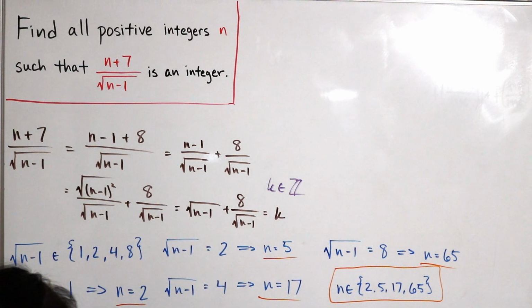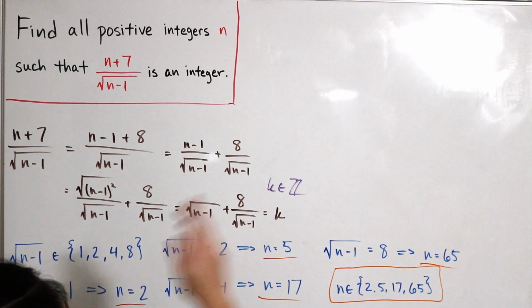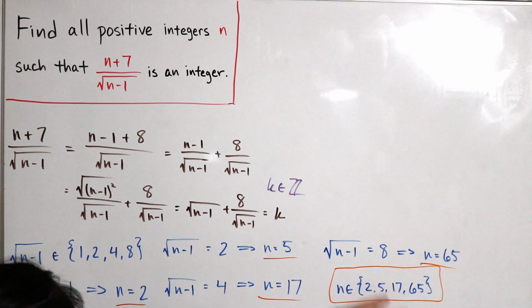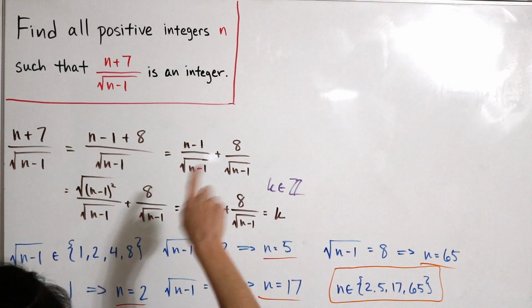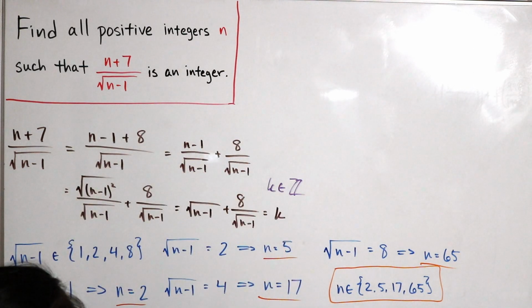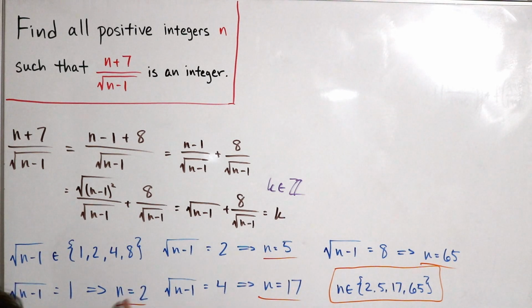Then 65 plus 7 is 72. 65 minus 1 is 64, the square root of that is 8. I should also mention that it's a square root, so both positive and negative, but that doesn't really matter since it has to be an integer, so you can include the positive and negative integers, but this satisfies the following anyway. So 65 plus 7 is 72, and 72 divided by positive or negative 8 is negative 9 or positive 9.